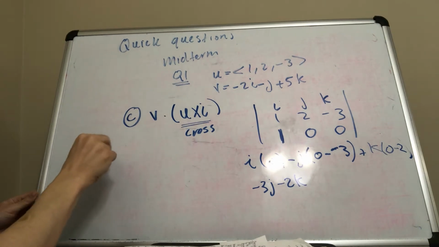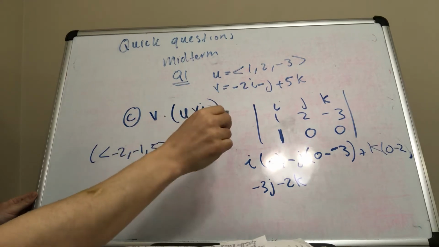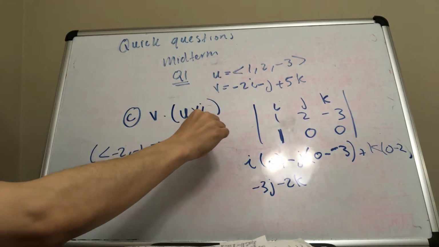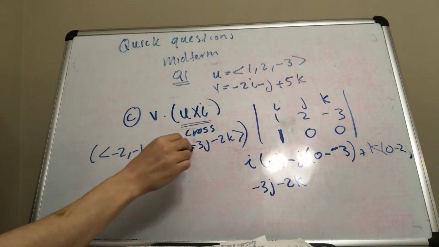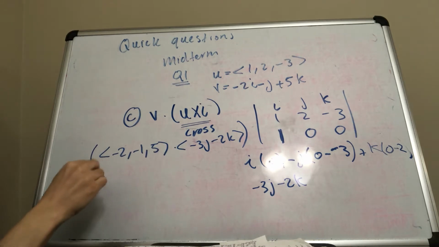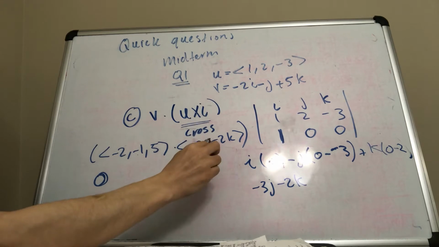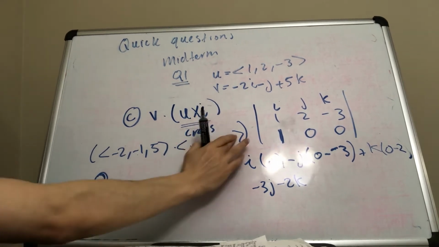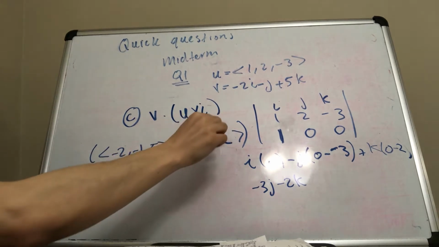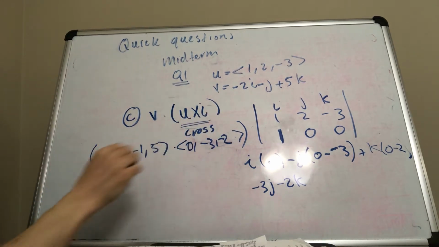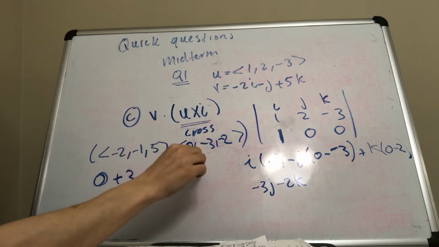The dot product between minus 2, minus 1, 5, and negative 3j, negative 2k. Minus 2 times no i, so that's 0. Negative 1 times negative 3, so it's like this. Just to write it the correct way, it would be like 0 minus 3 minus 2. Then this times this is 3, and this times this is minus 10, the answer is minus 7.